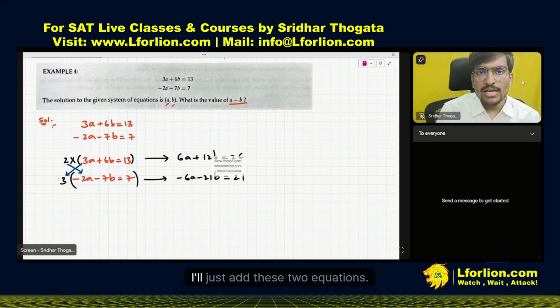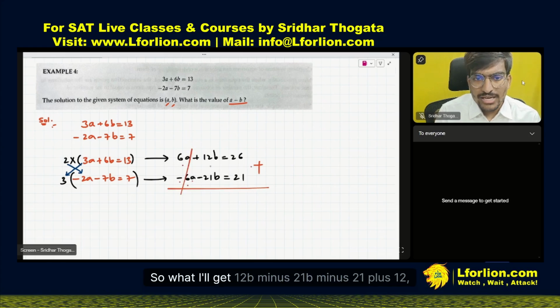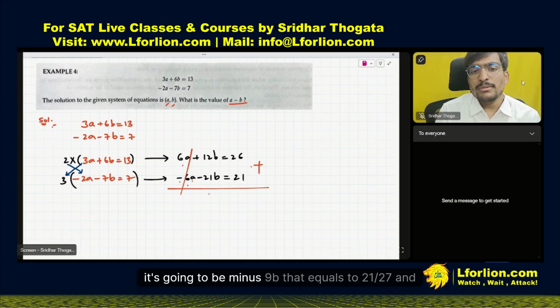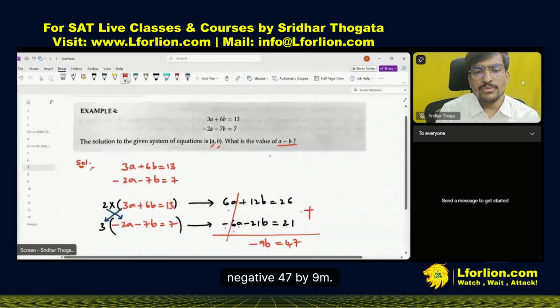So now I'll just add these two equations. If I add 6a and minus 6a, this will cancel off. So what I'll get is 12b minus 21b, and 26 plus 21, which is 47. It's going to be minus 9b equals 47. So the b value equals negative 47 by 9.